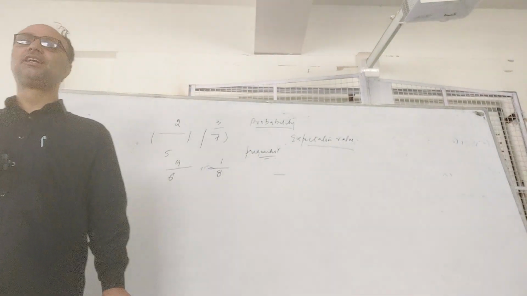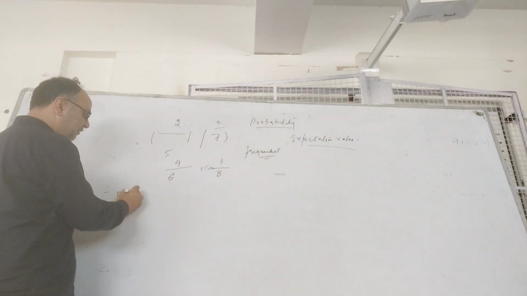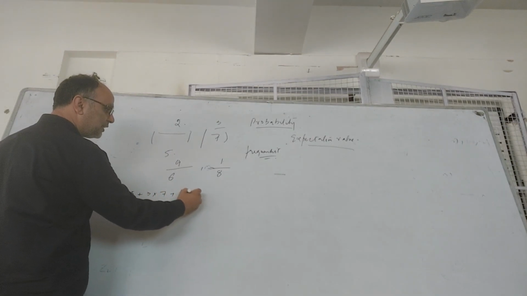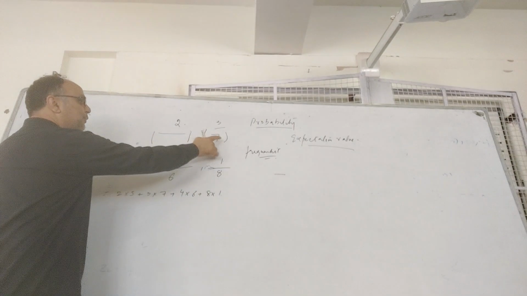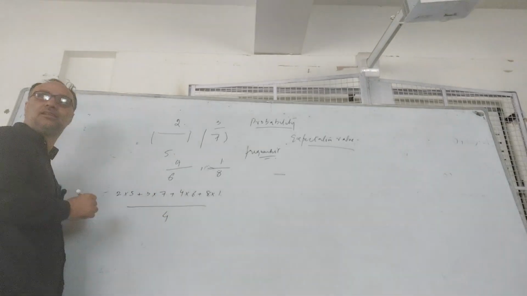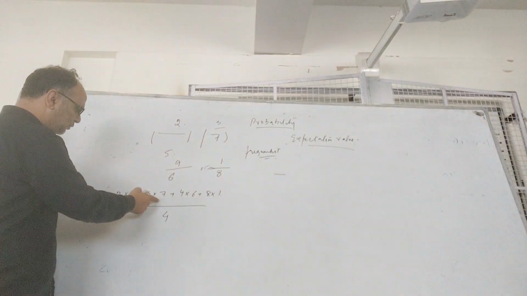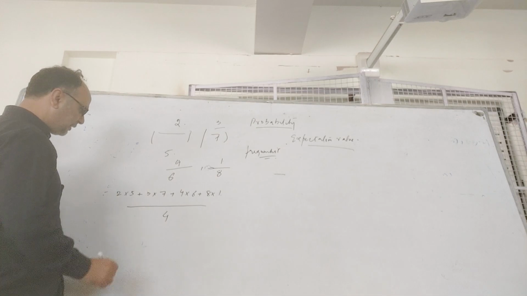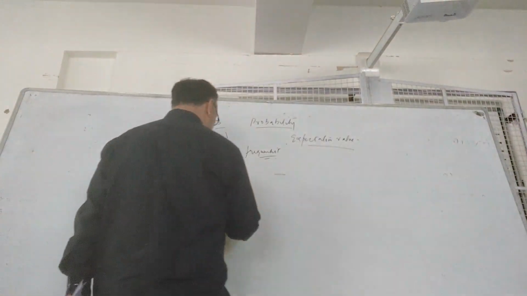So how are we going to see it? We take 2 into 5 plus 3 into 7 plus 4 into 6 plus 8 into 1, divided by 1, 2, 3, 4, okay? So it will come out as the average. What's the average behavior of it?